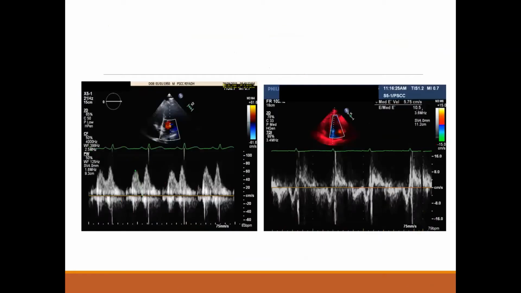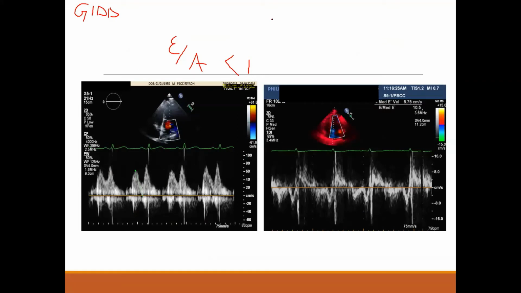Now this one here, the E over A ratio is less than 1. Less than 1, so this is what? Grade 1 diastolic dysfunction. You agree with that? Yes. Grade 1 diastolic dysfunction.